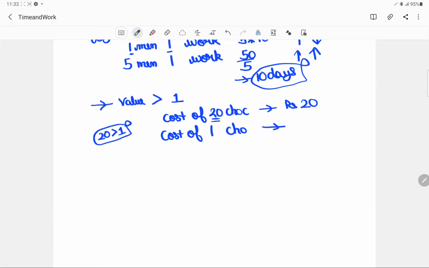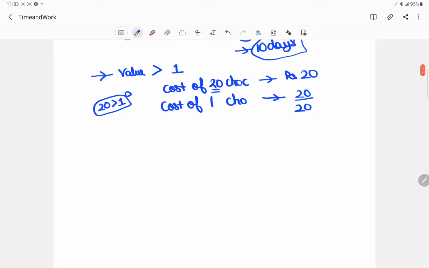So whenever we feel that a value will reduce, what we will do is we will divide. And we will divide directly, like this is 20 by 20. So what we are doing is that since the value that we are supposed to calculate is greater than 1, or what we are dividing with is greater than 1, so directly divide it.